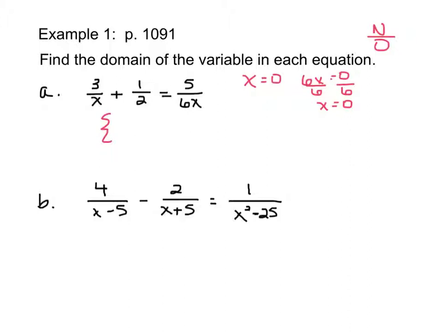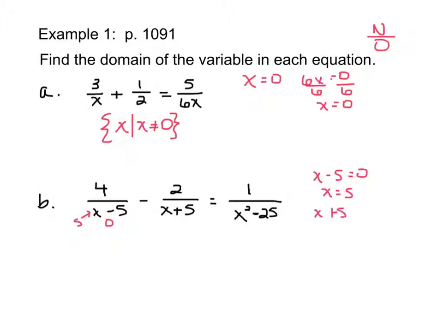So we'll write that in set notation. It's going to be all values of x such that x is not equal to 0. So this basically translates to x can be any number that's not 0. On example B, I'm going to set x minus 5 equal to 0. So x is equal to 5, which means if I plug a 5 in here, I'm going to get 0 in the denominator.